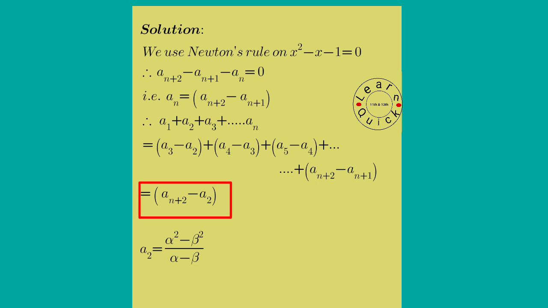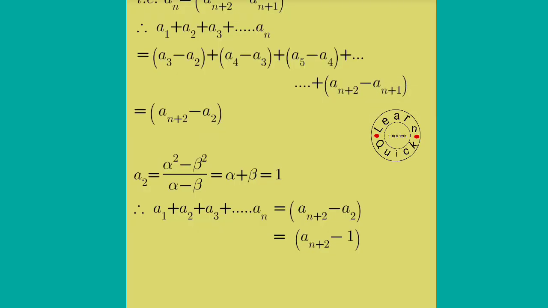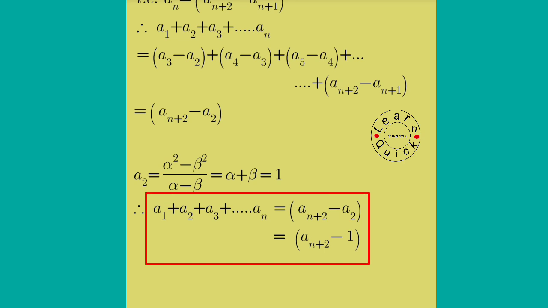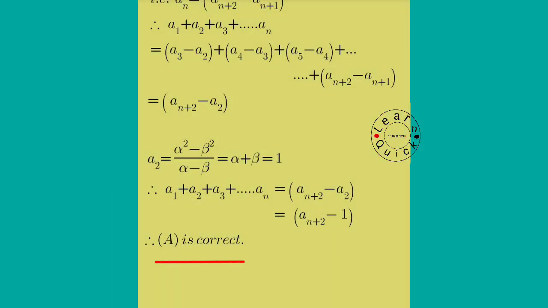Now here we need the value of a subscript 2, which is as shown equal to this, so we put that value. So the sum of all these terms a1 plus a2 up to a subscript n comes out as a subscript n plus 2 minus a2, which is a subscript n plus 2 minus 1. So this is the first option, which is therefore true. Hence the option A is the correct answer.